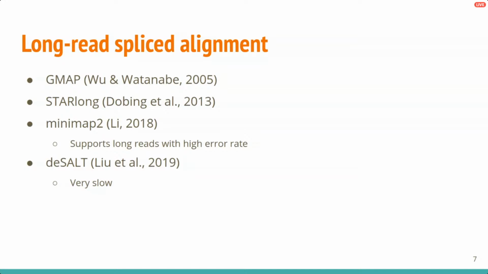The first mapper that was able to map long reads with splicing and consider a higher error rate is Minimap2, and I think it does it pretty well, and of course, as you know, at a very high speed. Recently, there was another aligner called deSALT. People claim that the quality of mapping long RNA reads to the genomic sequence by deSALT is better than for Minimap2, but it's very slow, especially for index construction.